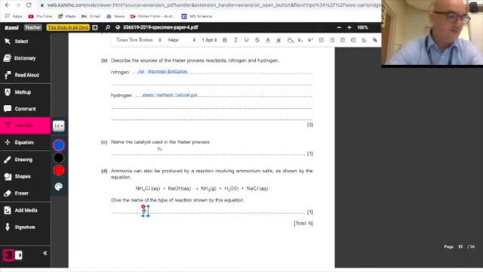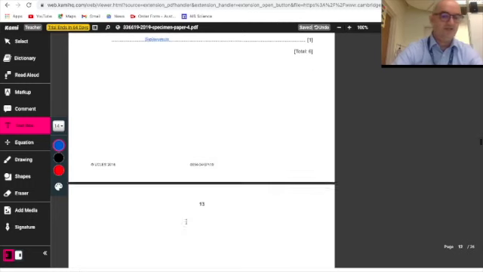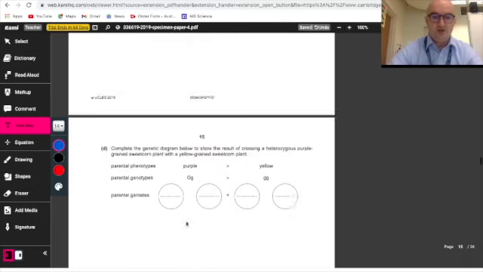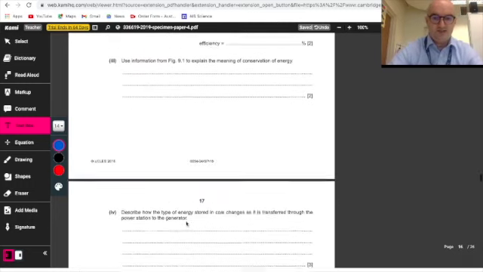What's the name of this type of reaction? Well, we are displacing, so it is a displacement reaction. Does that give me the mark? Yes, it does. Meiosis, mitosis.